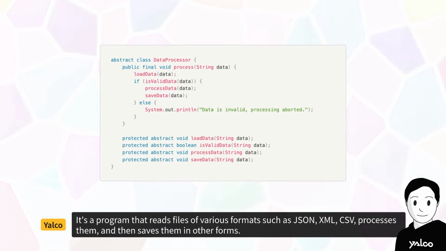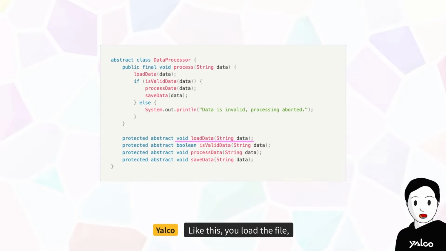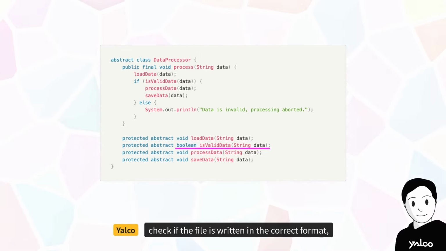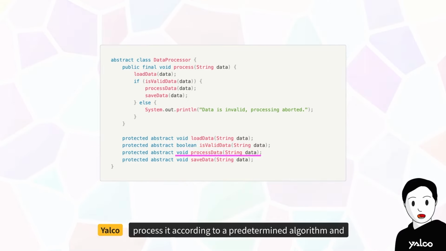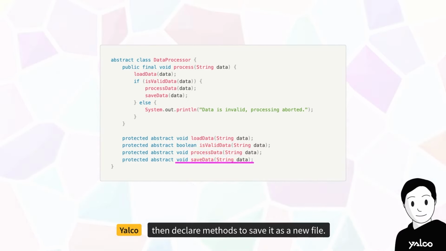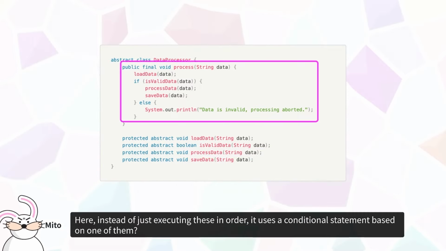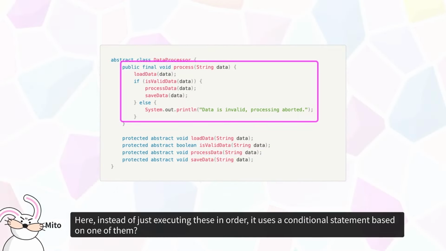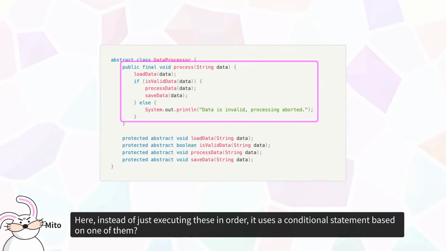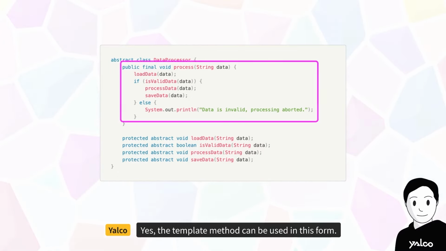It's a program that reads files of various formats such as JSON, XML, CSV, processes them, and then saves them in other forms. Like this, you load the file, check if the file is written in the correct format, process it according to a predetermined algorithm, and then save it as a new file. So, this process method is the template. Here, instead of just executing these in order, it uses a conditional statement based on one of them. Yes, the template method can be used in this form.